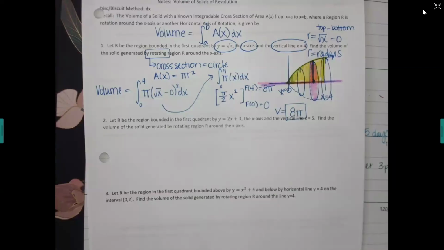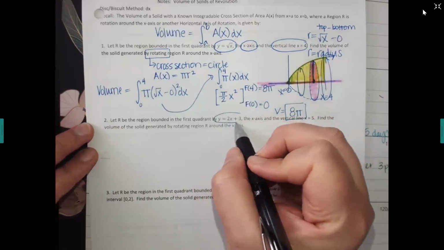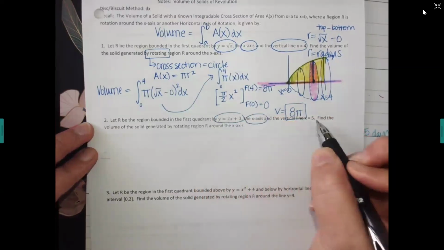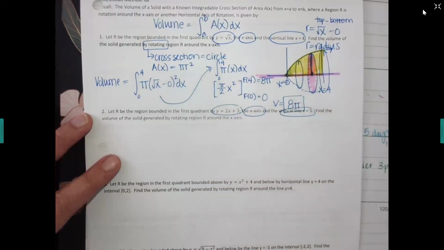All right, let's do another one. Take a look at number 2. Go ahead and sketch the region for me. So our region is bounded by 2x plus 3, the x-axis, and the vertical line x equals 5.